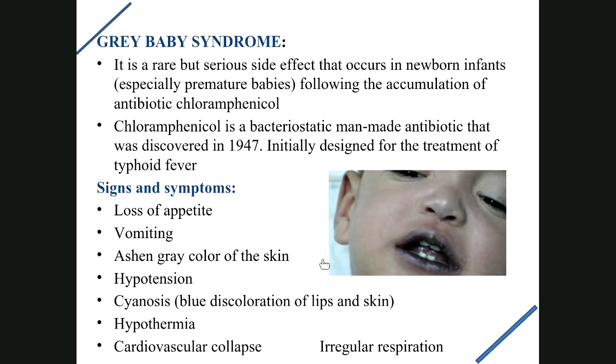Next, coming to gray baby syndrome. Gray baby syndrome is a syndrome. Syndrome always means it consists of many different diseases together, or many different signs and symptoms together. It is a rare but serious side effect which is seen in newborn infants, especially if they are premature, following the accumulation of the antibiotic chloramphenicol. So chloramphenicol causes gray baby syndrome.